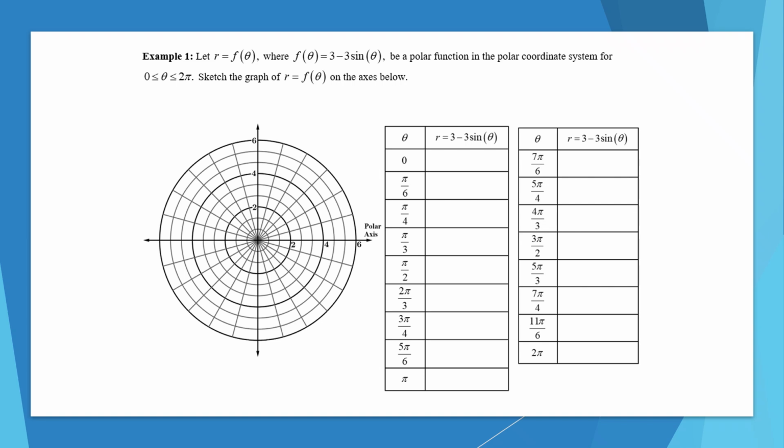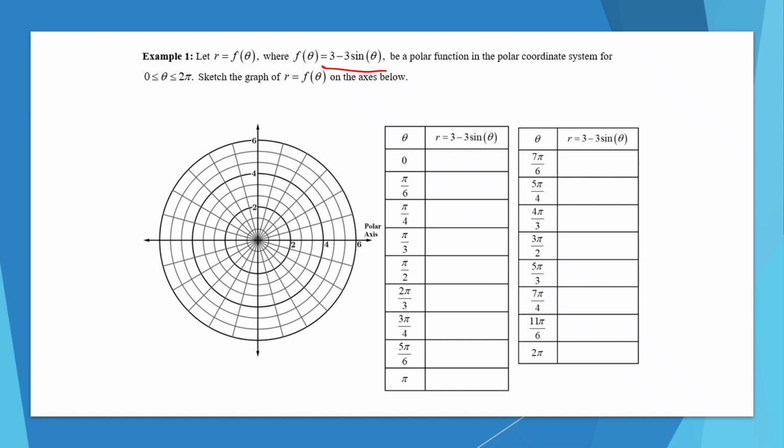Before we begin, let's start by graphing this function. We have 3 minus 3 sine theta, and we're graphing it from 0 to 2 pi. I want you to take some time, pause the video now if you're watching this because you're not in class, and find the decimal approximations when you plug 0 in for theta, or when you plug pi over 6 in for theta. Pause the video now.